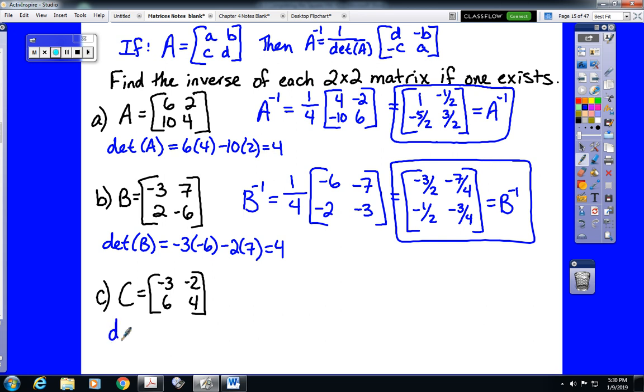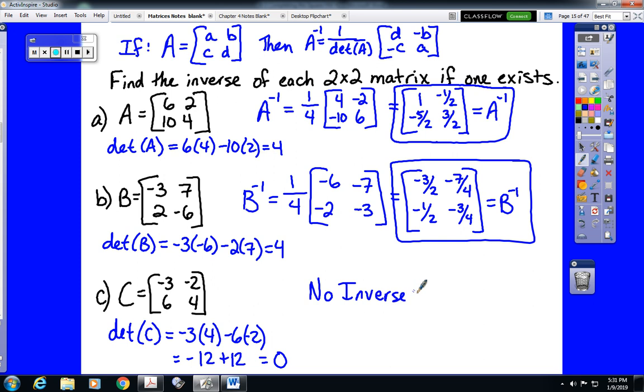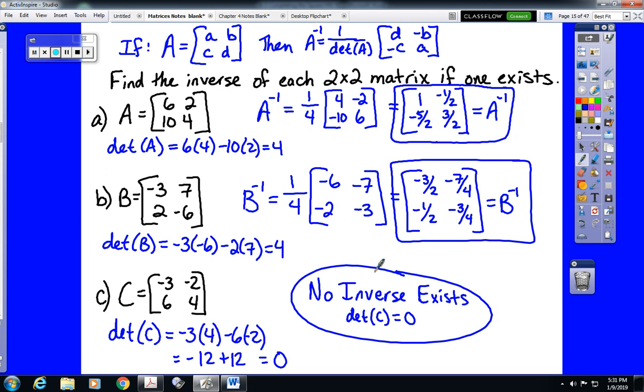C is the first time we run into the special case. If we do the determinant of C, we'd get -3 times 4 minus 6 times 2. Oh, -2. 6 times -2. That would be -12 plus 12, which is 0. We said earlier, if the determinant is 0, no inverse exists. And again, the reason for that is the determinant of C is equal to 0.